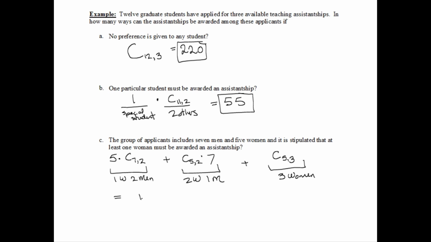So we calculate these. We get 105 plus 70 plus 10. You can either write them out separately like that, or if you get good at using the parentheses on your calculator, you can do it all in one step. You should end up with 185 possibilities.